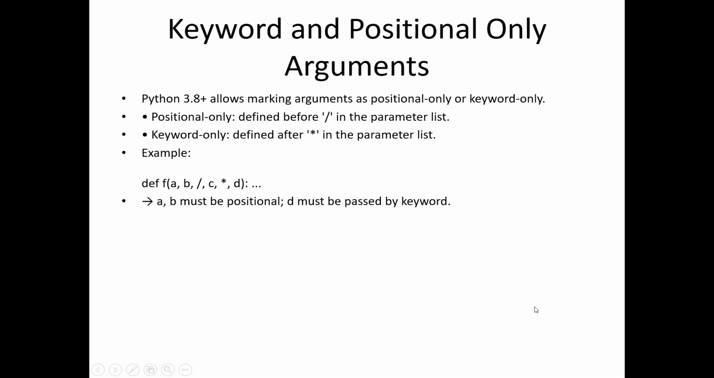It is called keyword-only and positional-only. From Python 3.8, we can enforce how arguments must be passed using two special symbols in the parameter list. We can use a slash to mark parameters before it as positional-only, and an asterisk makes everything after it keyword-only.